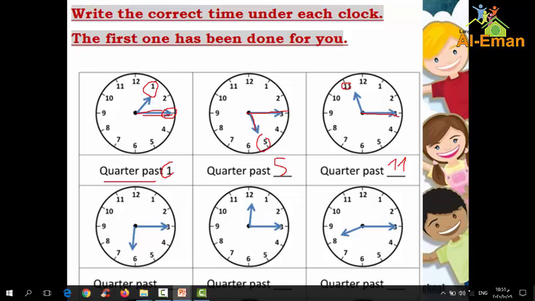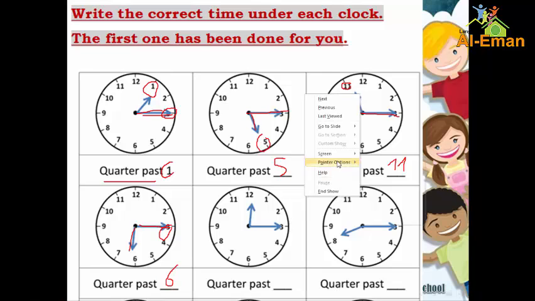Another one. Short hand points to 6 and the long hand points to 3. So what's the time? It's a quarter past 6. That's great. Okay.